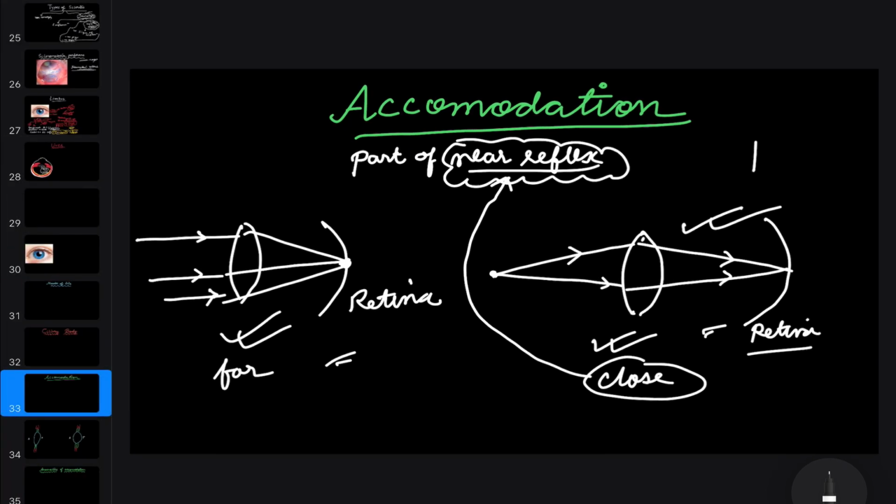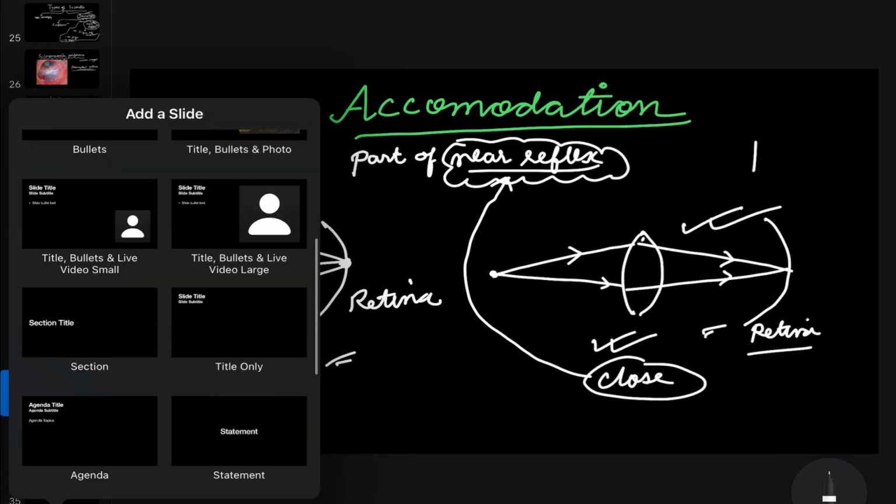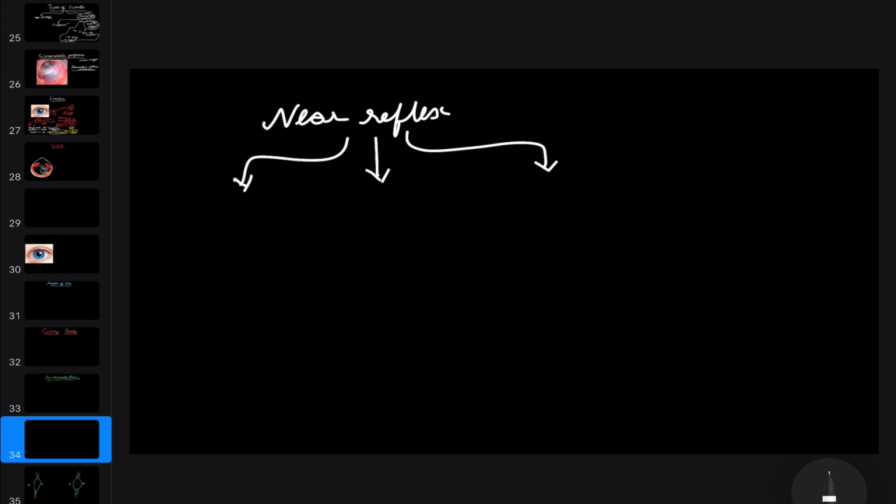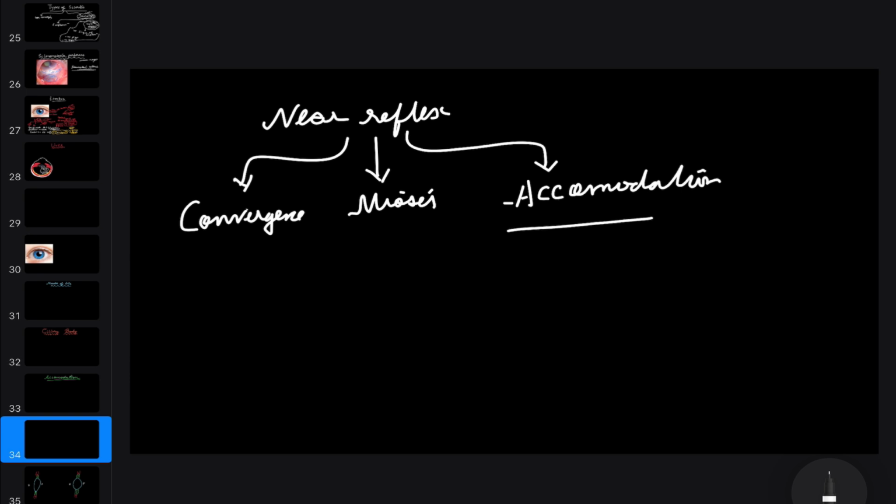Now near reflex is basically, if I can put in another slide over here, near reflex is constituted by three things. First is convergence, second is miosis, and third is the topic of our discussion today, accommodation. So basically accommodation is a part of the near reflex, which I had just mentioned when we started this video. What exactly do these terms mean? Let's explain them in a little bit more detail.